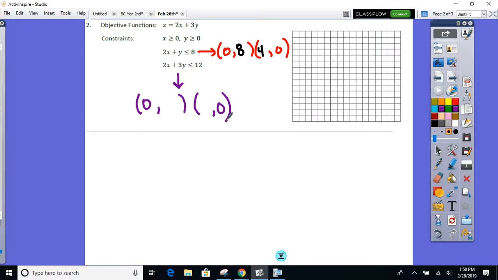What do you got? 0, 4. And the x-intercept, 6, 0. Here's why I say wait now. Are all your intercepts positive? Yes. So there's no sense of making a graph like that.